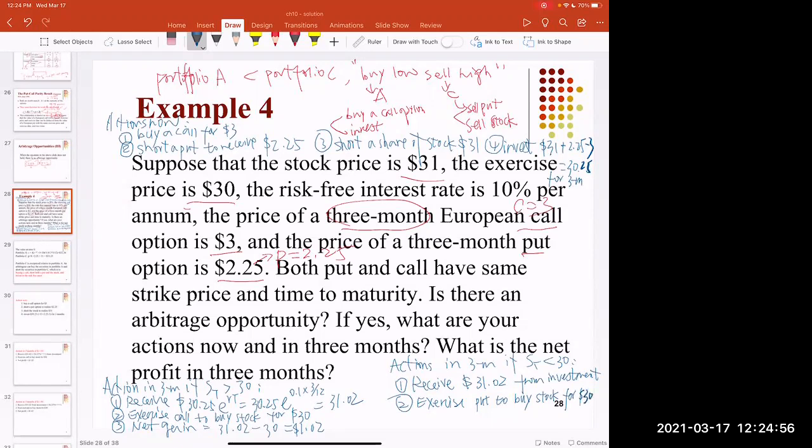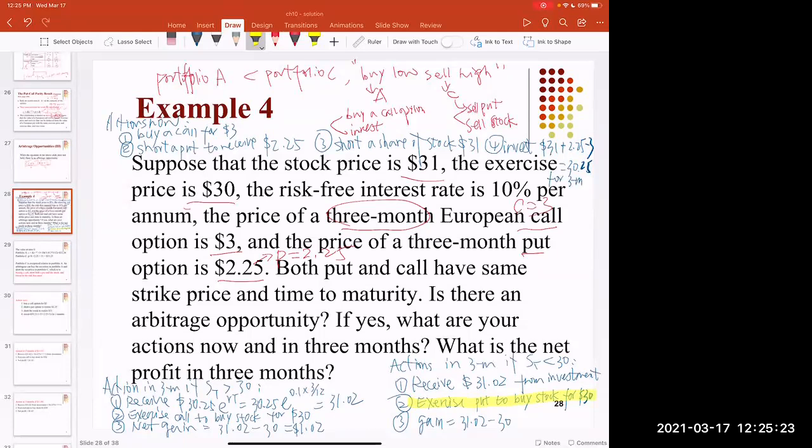Got it? So the net gain is the difference between what you receive and the money you pay. This is the tricky part, okay? Why do you exercise the put to buy stock? Because you are the short position, and the long position will take this action, and you have to buy.